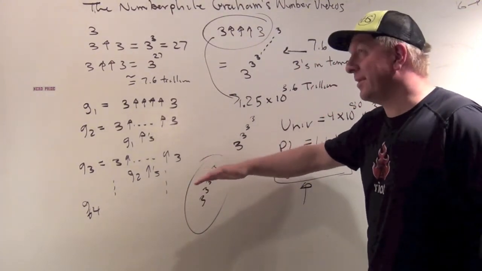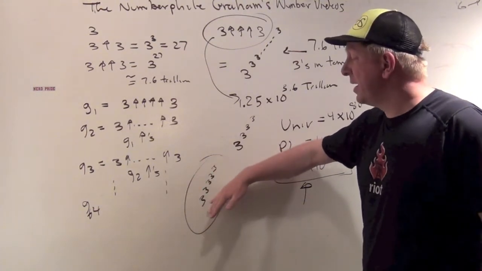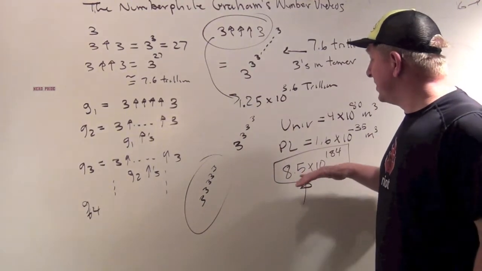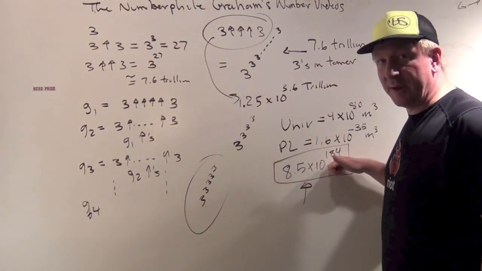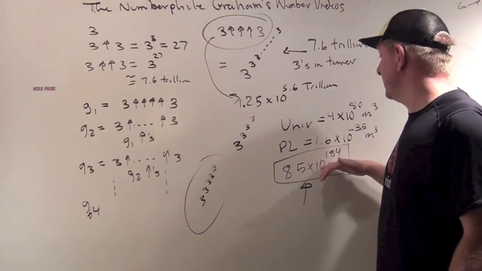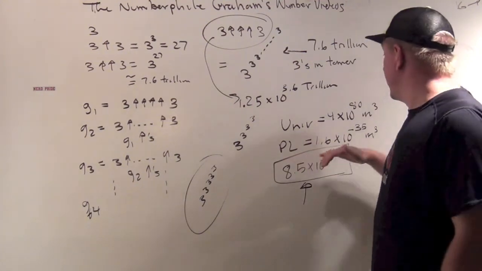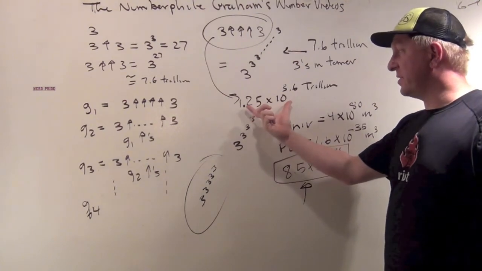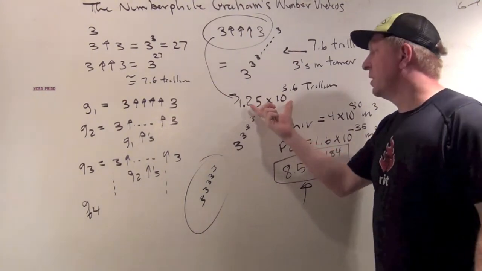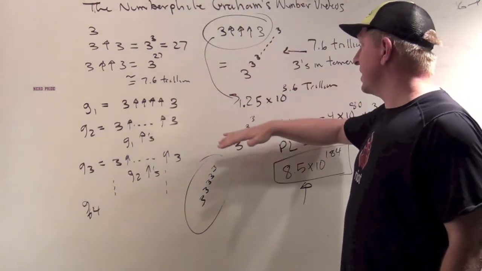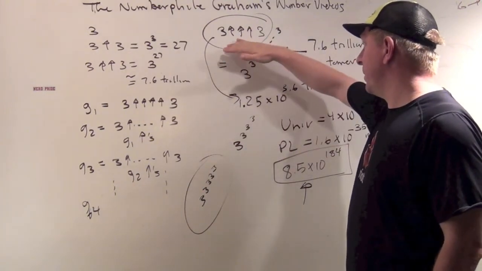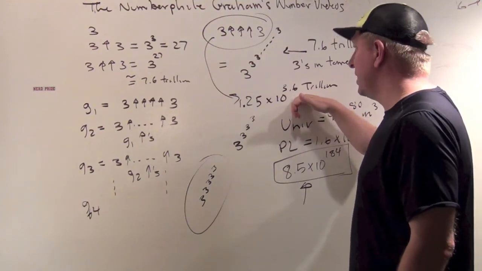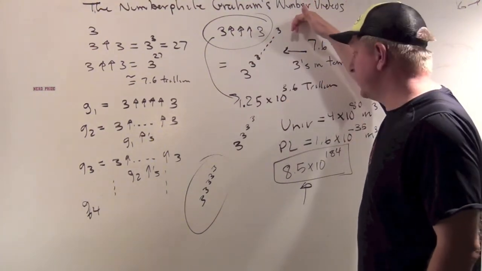So already with 5 3s tall, it's a number that's too big to even understand. Well, not totally true. It's actually fun to try to think about how big this number is, but it has more digits than 8.5 times 10 to the 184 by quite a bit. So in fact, it has about half this number of digits. Anyway, that's the little mistake I wanted to correct, that 3 up arrow 3 is not 1.25 times 10 to the 3.6 trillion. It's vastly larger than that.